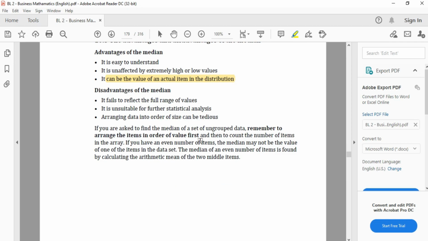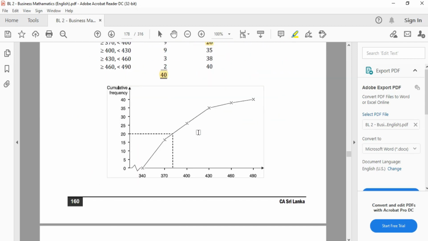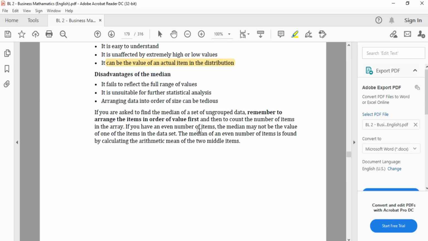So if you are asked to find the median of a set of ungrouped data, remember, just as a revision: first of all, arrange it in ascending order. Then count the number of items in the array and select the middle value. But if you get an even number of items, that means the total number of items is an even number. What are even numbers? Those divisible by 2, which are 2, 4, 6, 8, 10, 12. Those are even numbers.